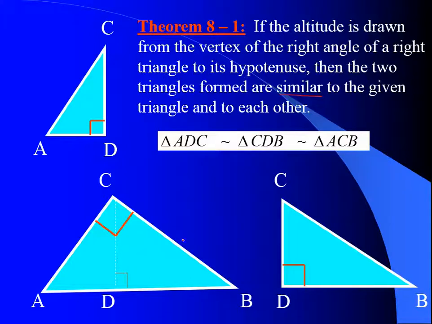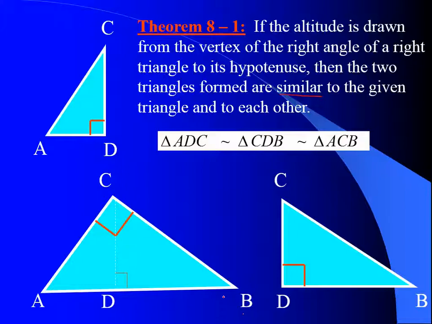So we can make similarity statements. The small triangle, if we went from A to D to C, we're going the short side and then up the long side. We need to name the other two triangles in the same orientation, the same pattern. So we're going to do the short side, which is C to D, and then the long side, which is D to B. So we would call this triangle CDB. Then we have to do our big original triangle in the same direction. Short side is A to C, and then the long side is C to B.